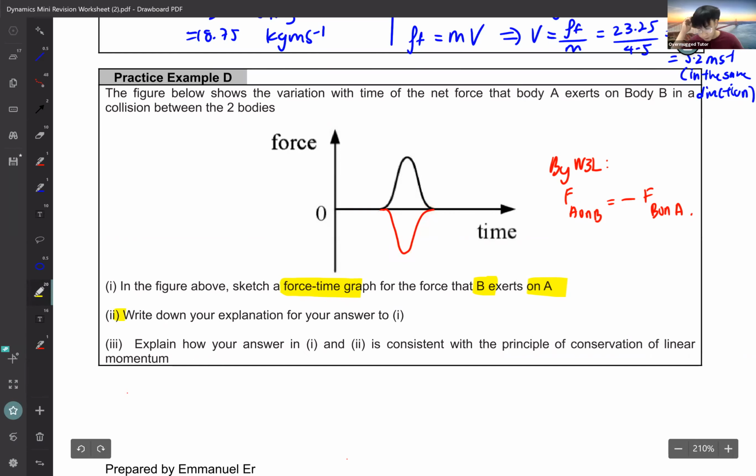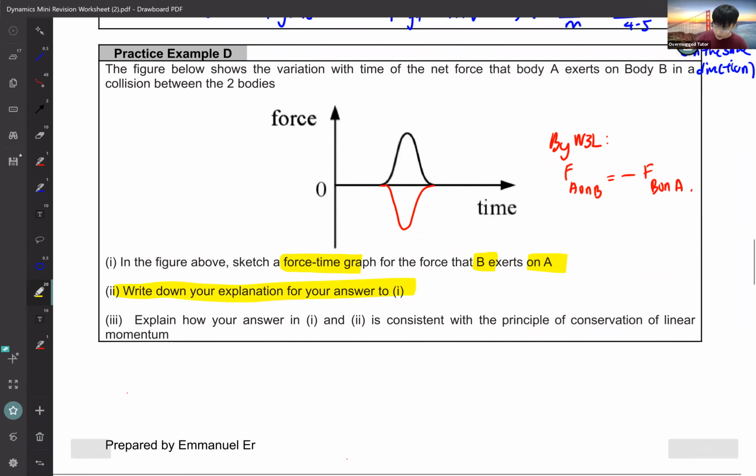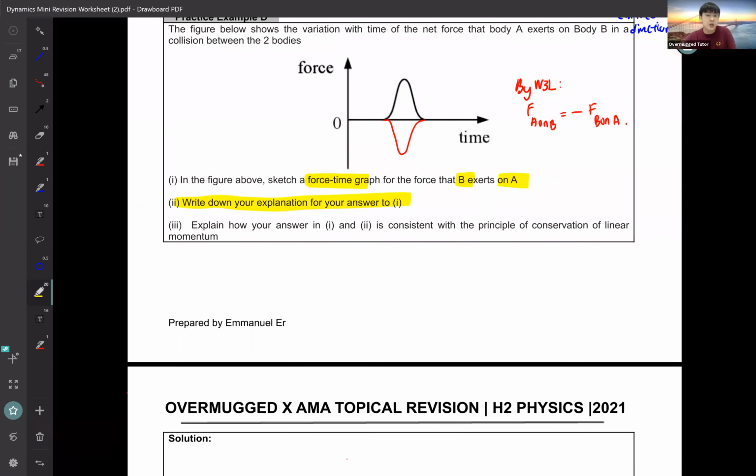Write down your explanation for your answer in part 1. So the explanation should be quite standard. You will always be using Newton's third law in this kind of question, right? Because it's one object colliding with another object. So you must say, right, here.